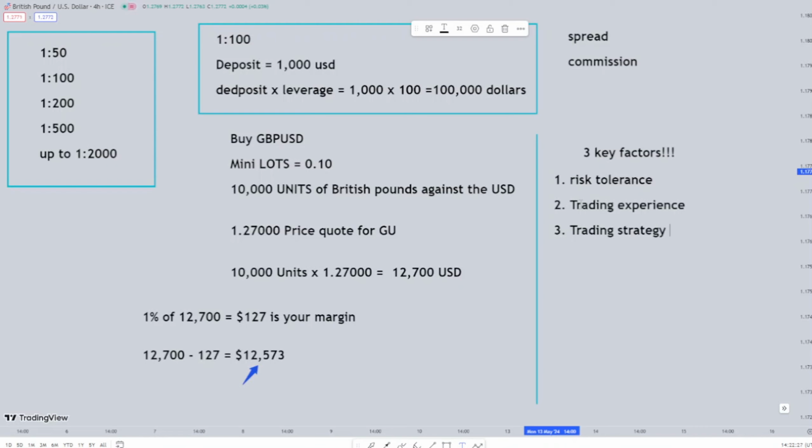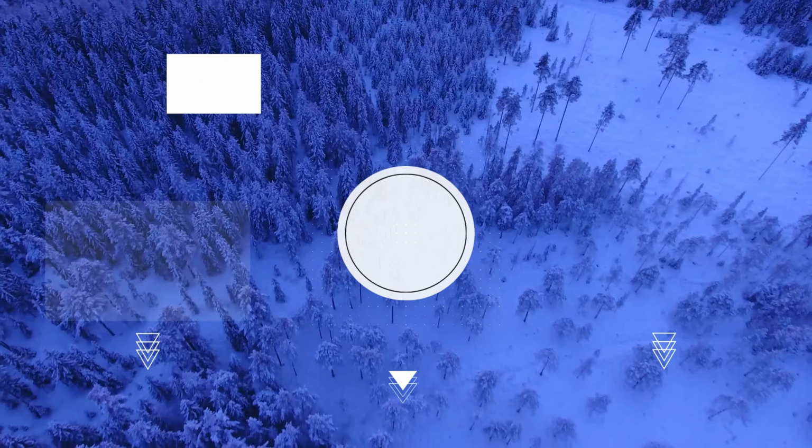There are different trading strategies, and these various strategies may require different leverage levels. Scalpers might use higher leverage for quick trades, while long-term traders, such as swing traders or position traders, often use lower leverage. So by considering these factors, you can select the leverage that best fits your trading style and risk management approach. This brings us to the end of this video.